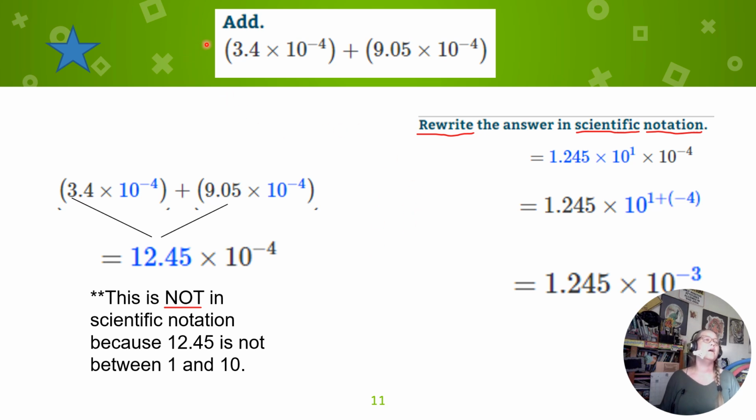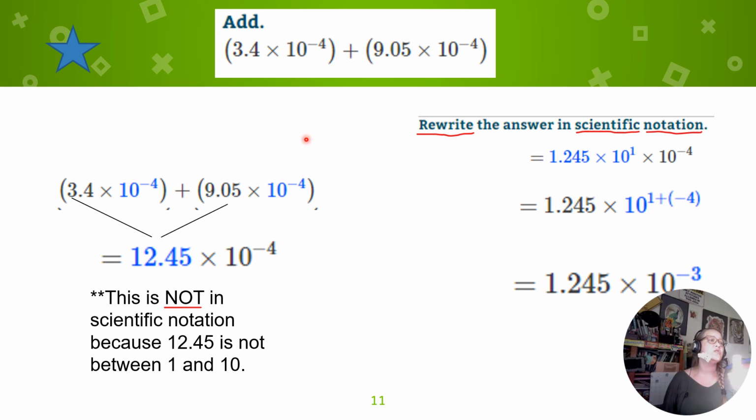Up here. All right. So these steps we already know how to do. We already looked at this before. We need to add 3.4 times 10 to the negative fourth plus 9.05 times 10 to the negative fourth. So first we need to confirm: do they have the same exponent of 10? Negative fourth power, negative fourth power. Those are exactly the same. I am good. I can move on with my steps and complete this problem.